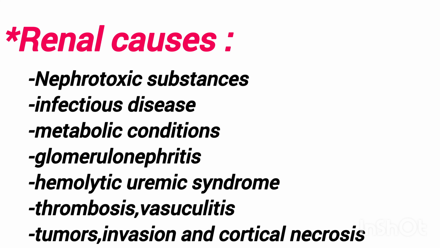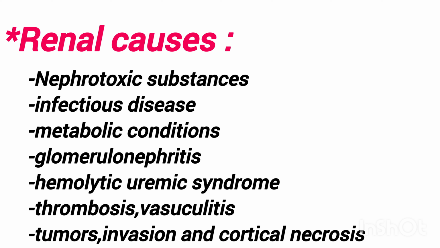Next we are going to see the renal causes. Renal causes means issues within the kidney, the renal system itself, that lead to acute renal failure. So what are the causes? Nephrotoxic substances like tetracycline, mercury and copper are very harmful to our body, and the renal system fails to excrete these products. During excretion also, these substances destroy the nephrons. That also leads to acute renal failure.